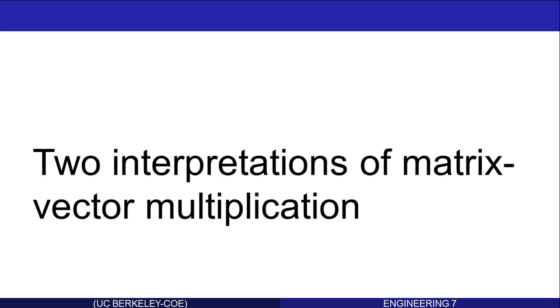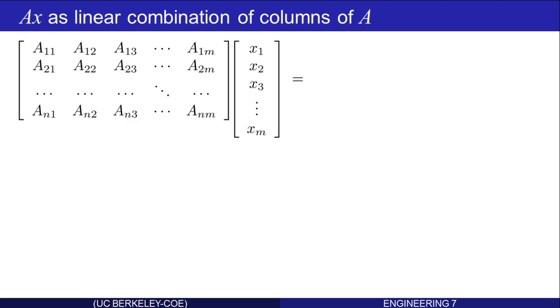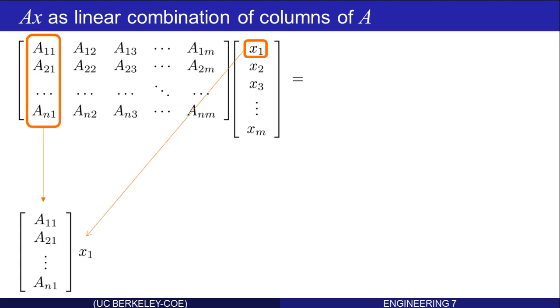In order to get more comfortable with matrix vector multiplication, it's useful to look at two different interpretations of the process. One is to interpret A times X as a linear combination of the columns of A. Let's see how this goes. Let's take combinations of the columns of A, each weighted by the corresponding value of X.